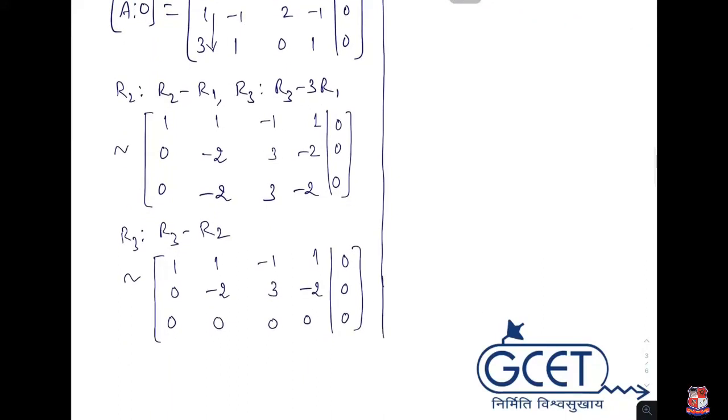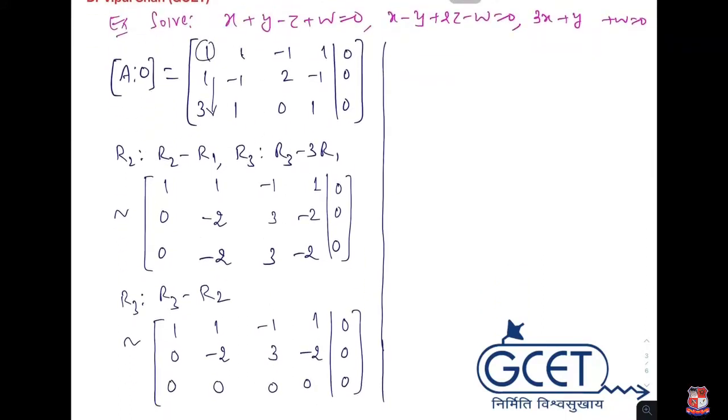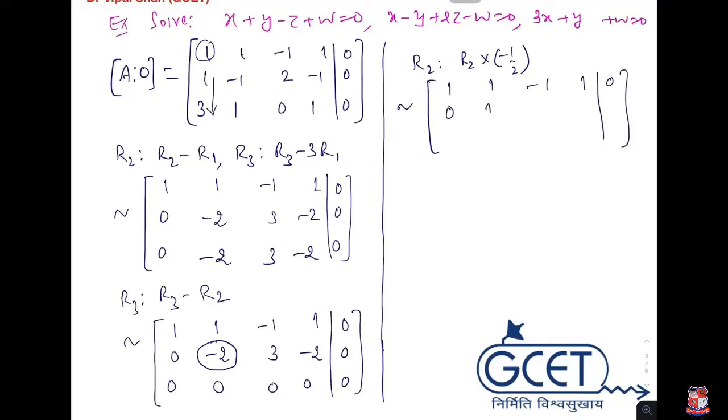Then make this entry to be 1. So R2 into minus 1 by 2, and so that is equal to 1 1 minus 1 1 and 0. This is 0, 1, this is minus 3 by 2. Now divide by minus 2, so this is 1, this is 0. This one is 0, 0, 0, 0 and 0.